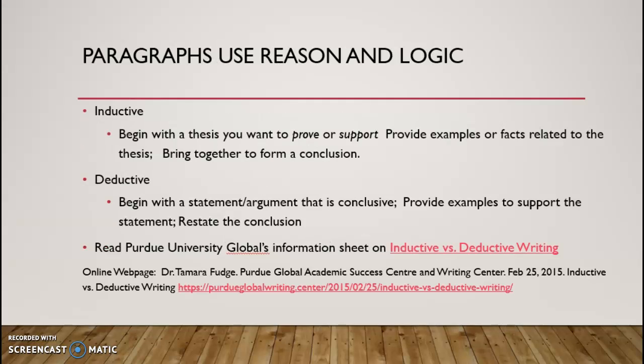When you think about writing your paragraph as well, you might want to think about how to structure it, how to build it, how to present the information to the reader. And you can use inductive or deductive writing, or inductive or deductive structure. These are both ways of thinking about the world around us, and they use reason and logic to explore problems.